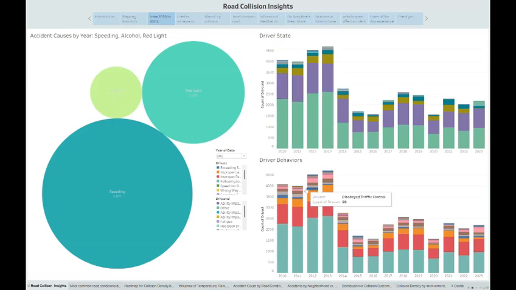Now let's dig deeper with our third chart, driver behavior during collisions, which shows the behavior of drivers. Remarkably, driving properly makes up about 80% of collisions in most years, while behaviors like failing to yield, improper turns, or losing control account for the remaining 20%.